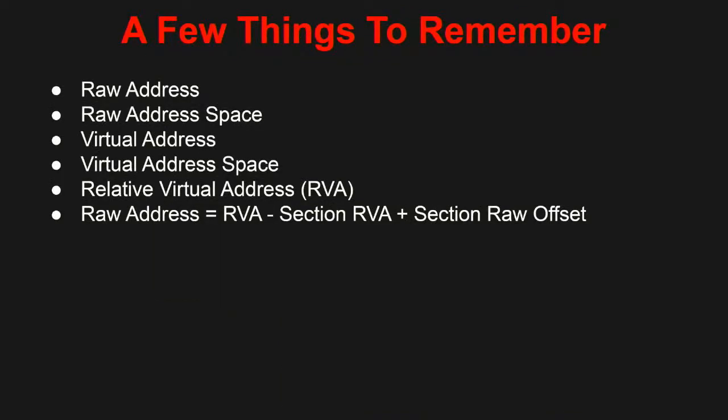A few things to remember. These are some of the concepts that you need to know in order to understand how addressing works inside PE files. There is the raw address. Raw address is the actual offset at which a particular thing is present inside a PE file. So if the offset is 135, the 135th byte inside the raw file is where that thing is present. Raw address space is the actual address space ranging from 0 to the actual file size of the PE file. Virtual address space.